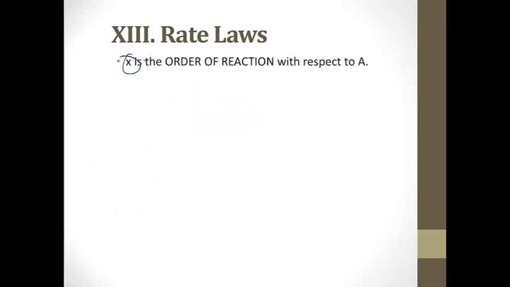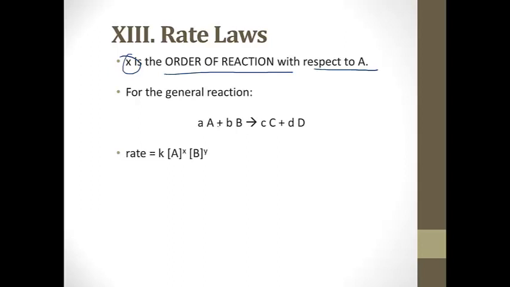x, the exponent, is known as the order of reaction with respect to A. What basically does it mean? If we have more than one reactant in the reaction, the rate law will always be k times the concentration of A to the x times B to the y. Now, what are x and y? These are the orders. What does the order mean? Basically, it just tells you what effect changing the concentration of one of these things has on the reaction rate. If I doubled the concentration of A, what effect would it have on the rate?